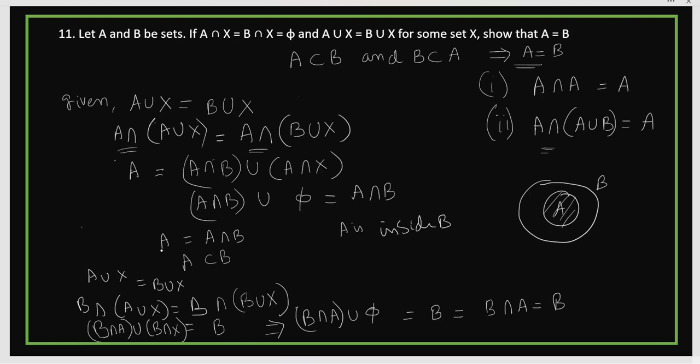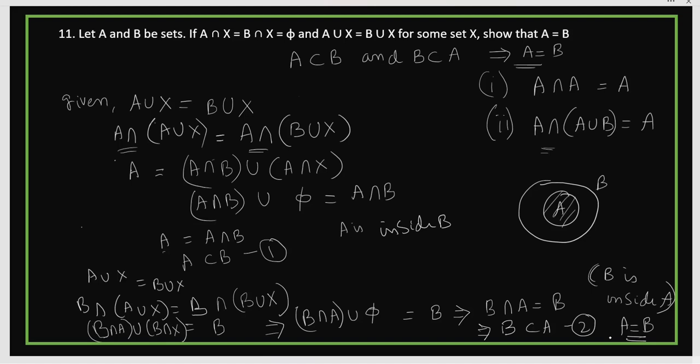This means, similar to this, A intersection B equals A means A is a subset of B. So that means here B is completely inside A, right? So this implies B is a subset of A. You can say this is 1 and this is 2, and from 1 and 2, A equals B. Okay, this is how we proved it.